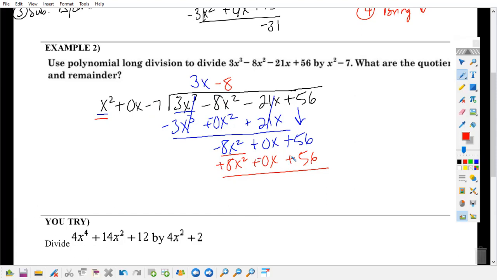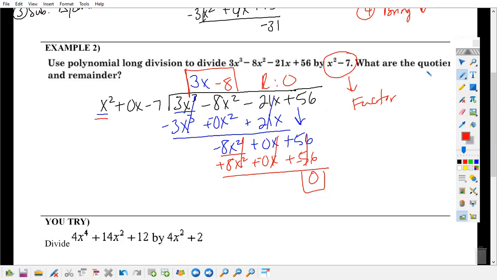Change the signs and combine, and what happens here? All of it cancels out. Okay, so I got it. So that tells me that this is a factor. So it's a perfect factor, which we'll talk more about. But this is my quotient, and the remainder here is 0, if you want to highlight the fact that the remainder is 0. 3x minus 8. I got it. Very good.